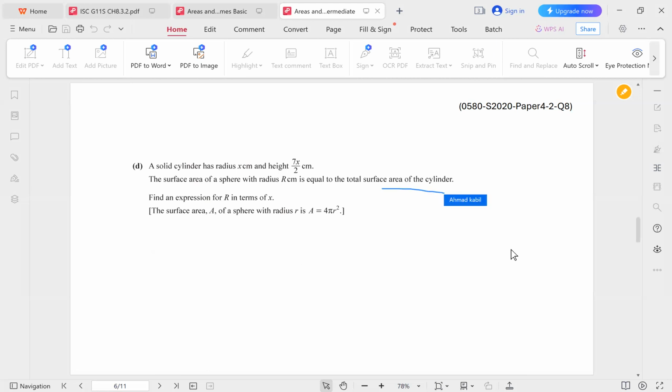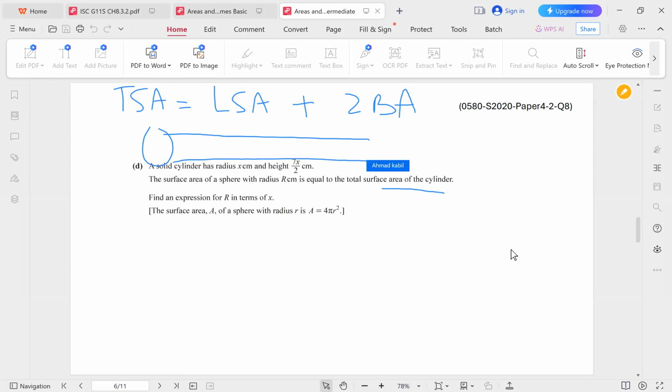So total surface area is equal to lateral surface area plus 2 base areas. Why is that the case? Because this is what a cylinder looks like. And to get the total surface area, you're coloring the cylinder all around from outside. So you need to color the front end and the back end. So this would be the 2 base area here. And then you would also need to color the curved area around it, which is the lateral surface area. So the sum of these two would give you the total surface area of the cylinder.